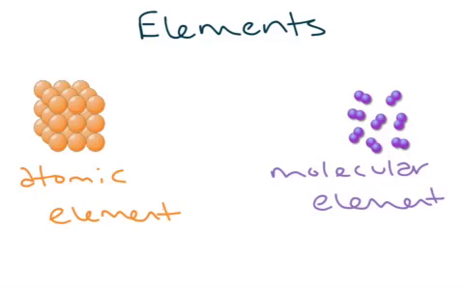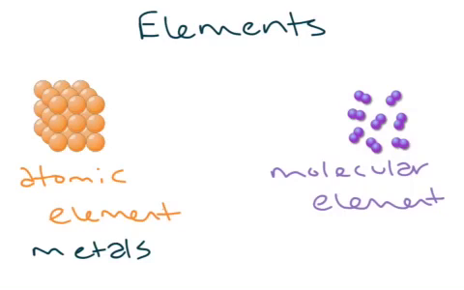If we're looking at pure elements, there is a difference. An atomic element means that your sample has atoms that are unattached to each other. So this is going to be most metals. Like a copper wire is just a string of copper atoms. They're not really bonded to each other in a traditional sense. Metallic bonding is kind of weird.